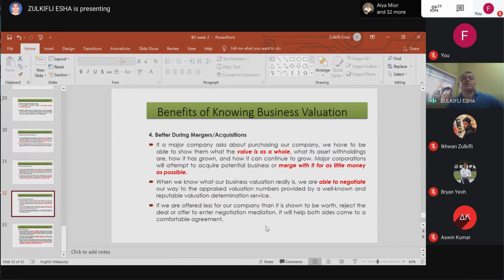Better during mergers and acquisitions, because some companies during hard times will have to merge with a bigger company to save their operation, right? Especially during a recession, normally a big company, if they see a better opportunity in the future with some other company, will take the initiative to merge with or acquire the company. So these are the benefits of having or knowing business valuation.